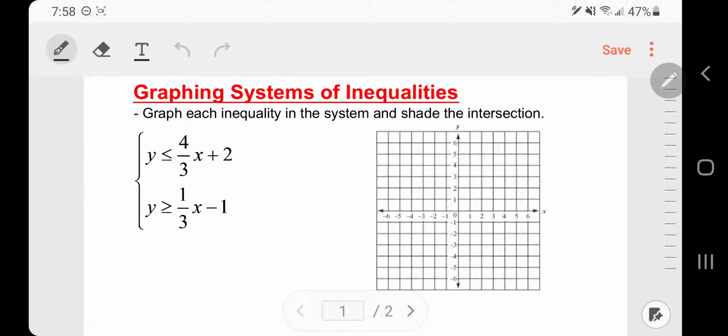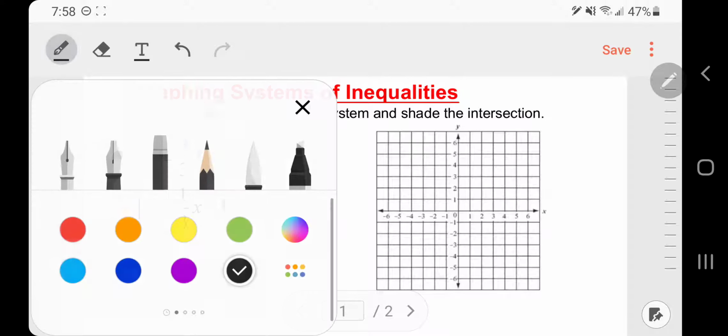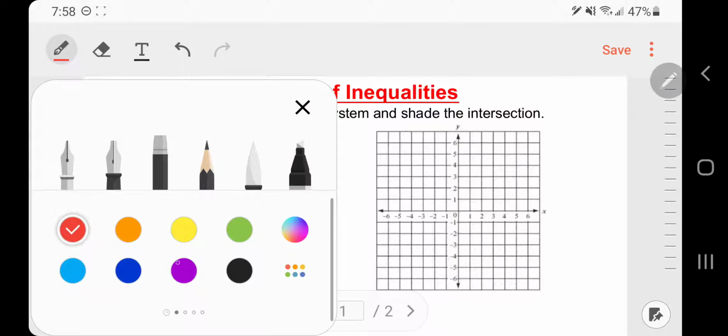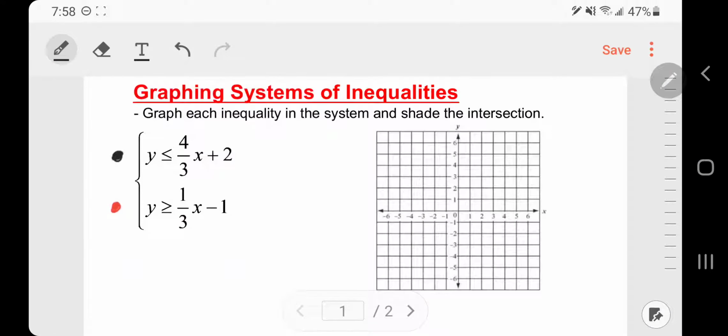Okay, so the first one, we have our first equation, which I'm going to do in black, and I have another equation which we will graph in red so we can kind of see how our shading is going to work. All right, so the black one starting at positive 2. Our slope is 4 over 3, so I'm going up 1, 2, 3, 4, and to the right 1, 2, 3. This is going to be a solid line because we have the equal to. Okay, so we're going to go ahead and make that a solid line and continue it throughout.